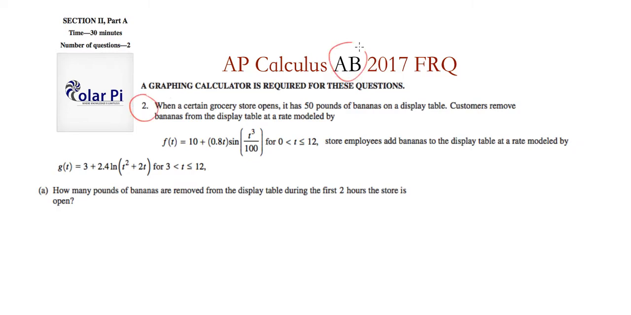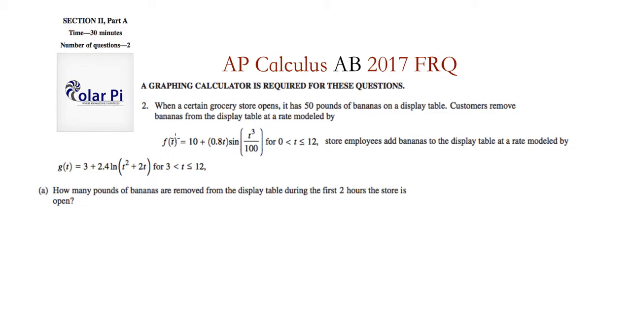Problem 2 of the AB 2017 FRQ, and we have that F measures the rate at which bananas are being bought at a store, and therefore the rate at which bananas are removed from the store, and then G measures the rate at which bananas are being added to the store. G starts at t equals 3 hours, F starts at t equals 0 hours. The store already had 50 pounds of banana on display at time t equals 0.